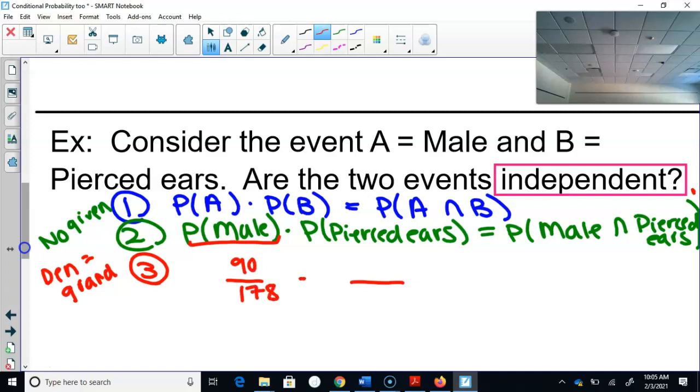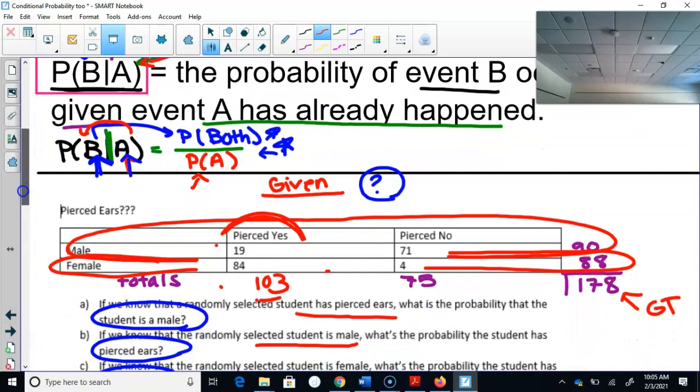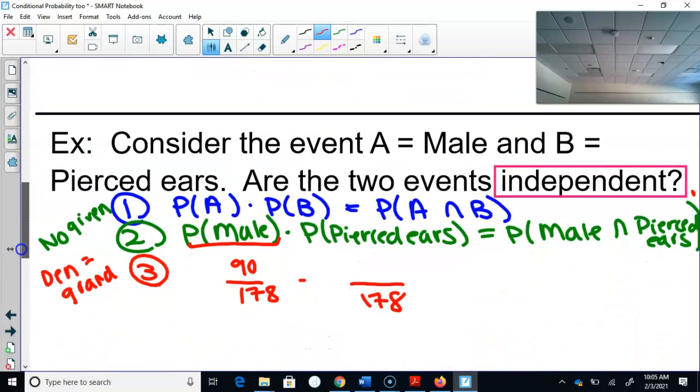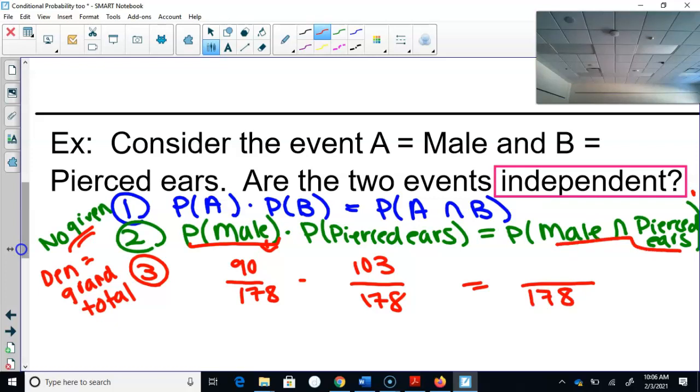Times pierced ears. Let's look at how many people have pierced ears out of 178. Well, if we look back at our table, pierced ears, there's 103. So there's 90 males out of 178. That's the probability of being male. Again, there is no given, so there's no conditional, which means your denominator is out of the grand total. Okay? Pierced ears, there's 103 people who have pierced ears.